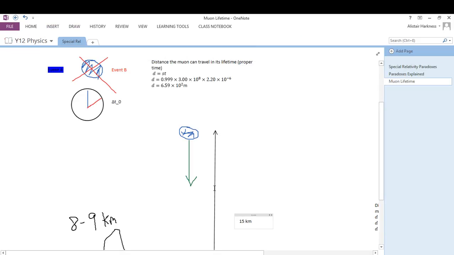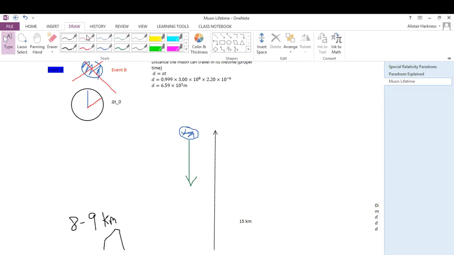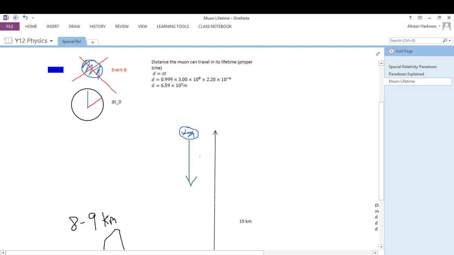It's 15 kilometers, and if we were in its reference frame, then what we're saying is that it would decay after only 660 meters, so it would make it nowhere near, it would decay sort of here. This drawing's obviously not to scale, but you get the idea.